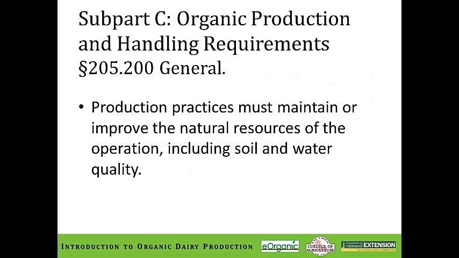We're now going to move into Subpart C, the organic production and handling requirements. Again, in this section, we are just going to be summarizing the organic standards, so it's important to go and read the full set of organic text and rules. This section states in 205-200 that the production practices must maintain or improve the natural resources of the operation, including soil and water quality.